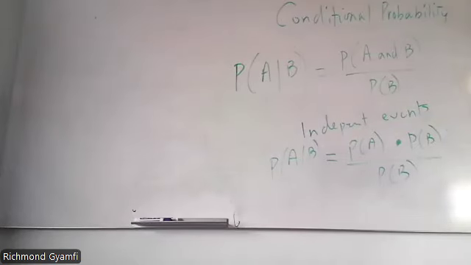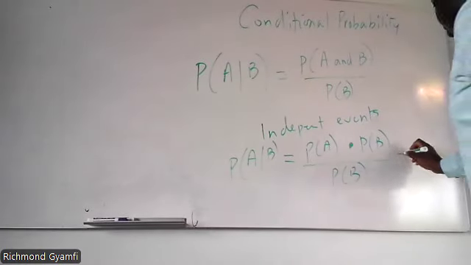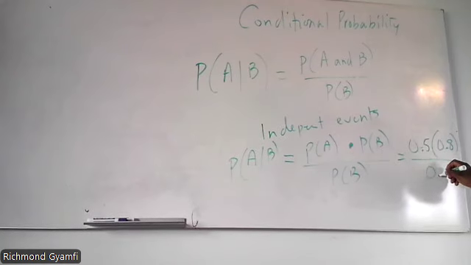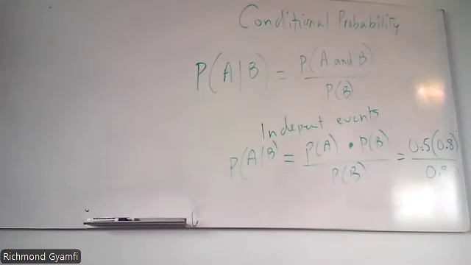So let's look at the numbers. What is the probability of A? What is the probability of B? The probability of A is 0.5 and the probability of B is 0.8. Okay. So 0.5 times 0.8 divided by 0.8. Then you put that in the calculator.